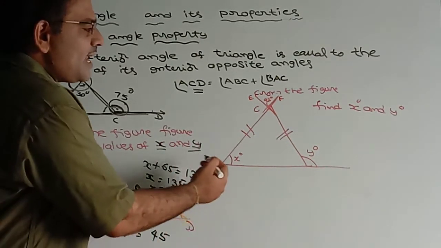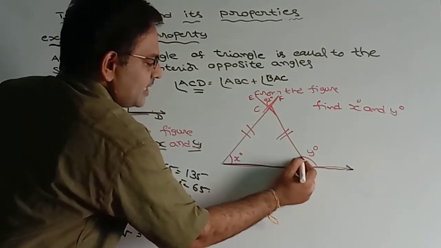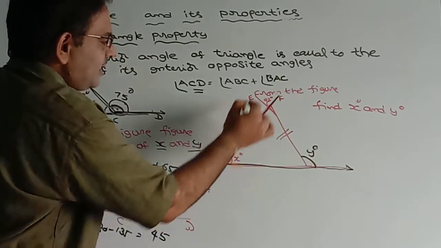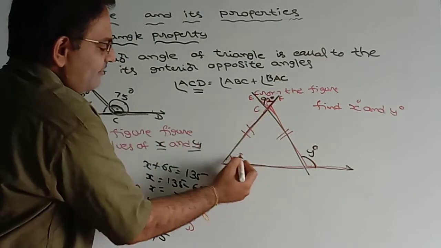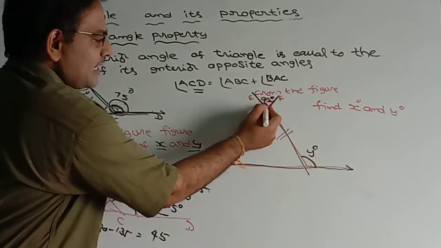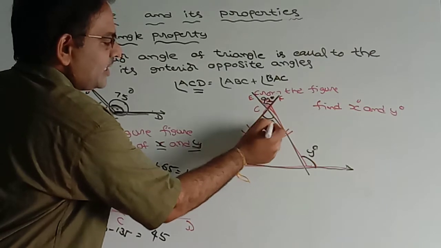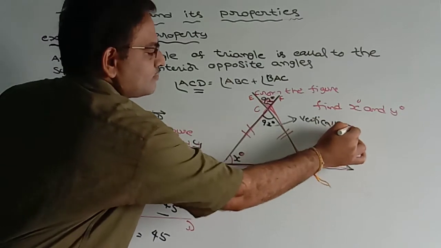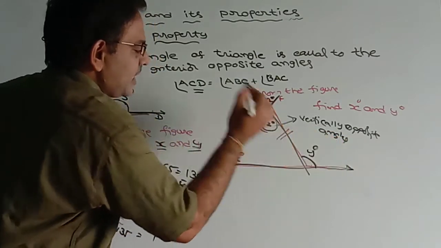Second problem. Here also the same concept. Here one side is produced, here some angle will be formed, that value y degrees. Now this is one line. Here how much angle is there? 92 degrees. Then find x degrees and y degrees. How to find it there? Here the angle is also 92 degrees. What is the reason? Vertically opposite angles. So this is also 92.